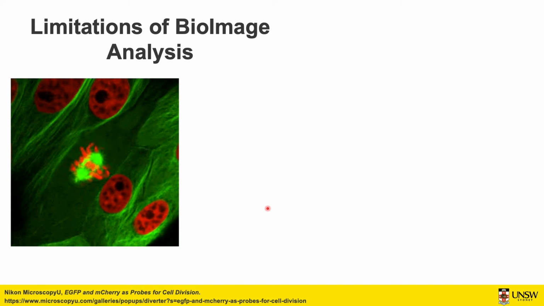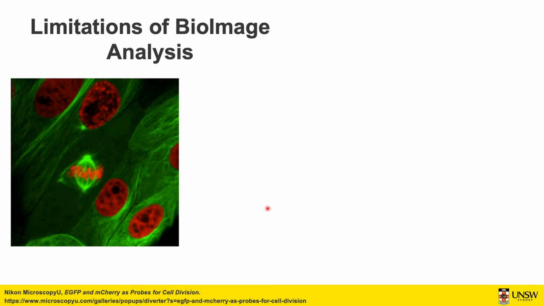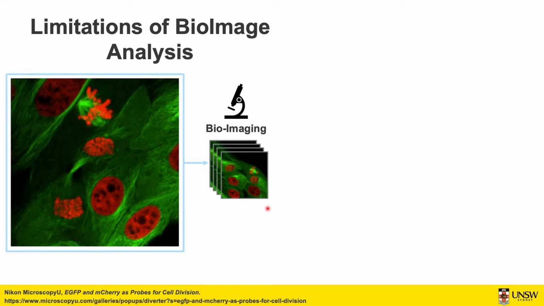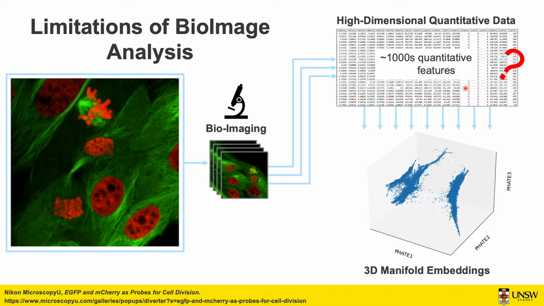Cell division or mitosis is a complex process essential for growth, repair, and development. As you've just seen, imaging allows us to capture information about cellular processes like mitosis in both time and space. However, when we quantify these images, we get hugely complex data containing thousands of features for every cell. Manifold learning allows us to represent this data in a 3D visualizable and more interpretable form. However, it's still often challenging to form hypotheses and draw conclusions from this data alone.